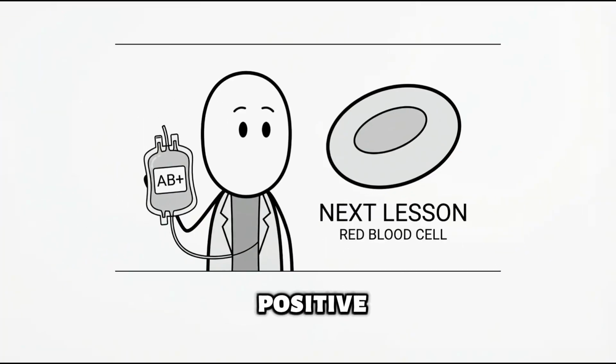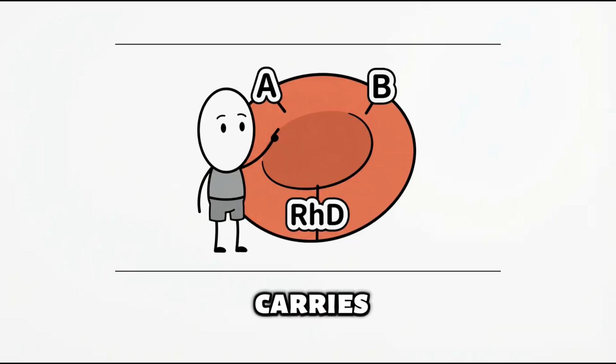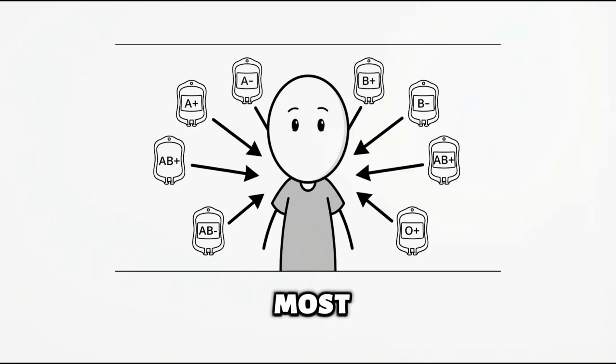5. AB positive blood, AB+. AB+ carries nearly all the major markers of the ABO and RHD systems, making it the most flexible red blood cell recipient among the 8 common types.